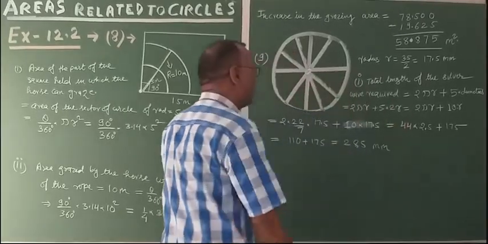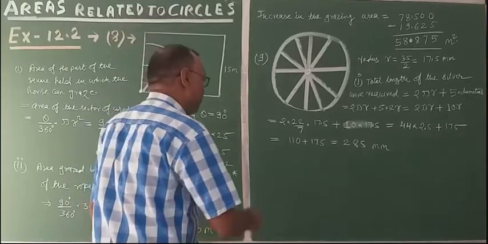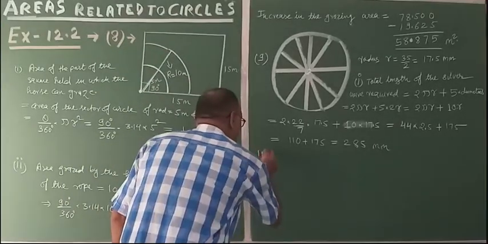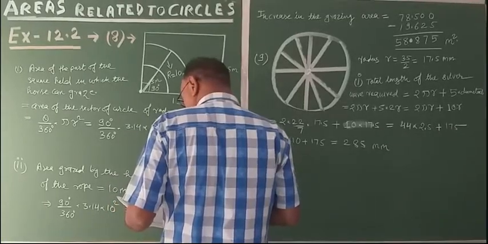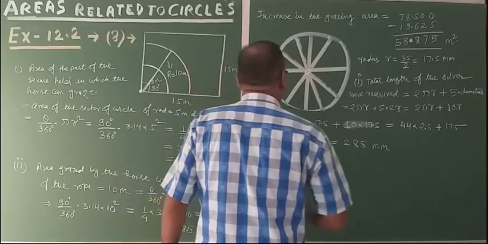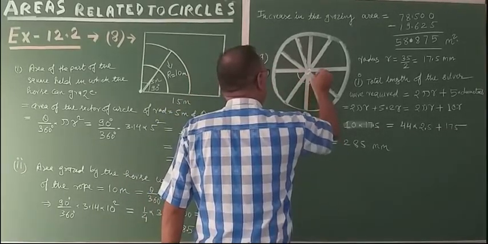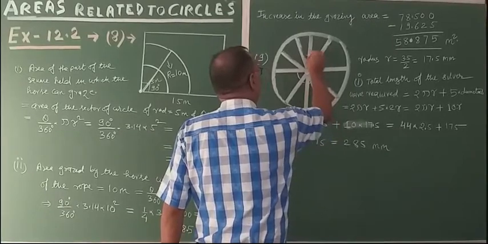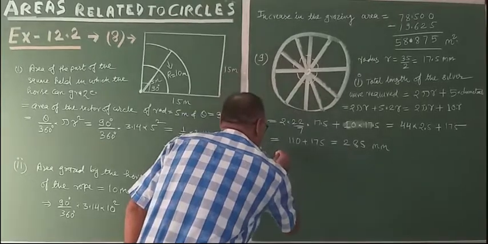So what is the total length of the silver wire? That is 285 mm. Now the question number 2. Find the area of each sector of the brook. How many sectors are there now? Just look here. 1, 2, 3, 4, 5, 6, 7, 8, 9, 10. 10 sectors are there.